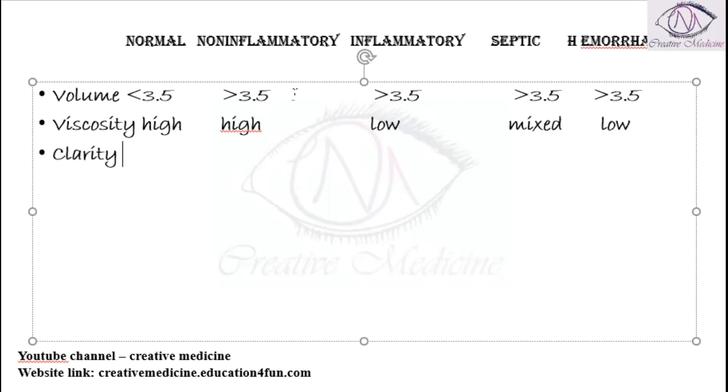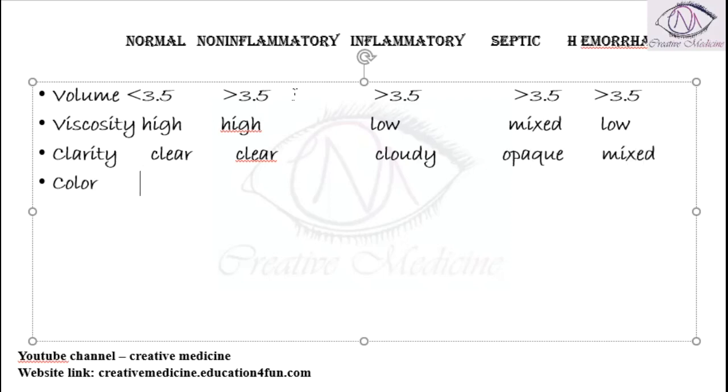Then we have clarity. Clarity of normal synovial fluid is clear. Clarity of non-inflammatory synovial fluid is clear. Clarity of inflammatory synovial fluid is cloudy because of the inflammatory cells which are present. Clarity of septic synovial fluid is opaque. Clarity of hemorrhagic synovial fluid is mixed.